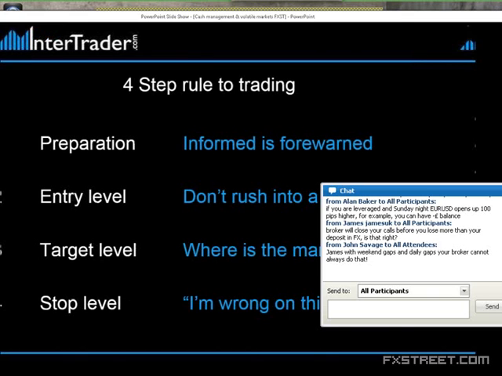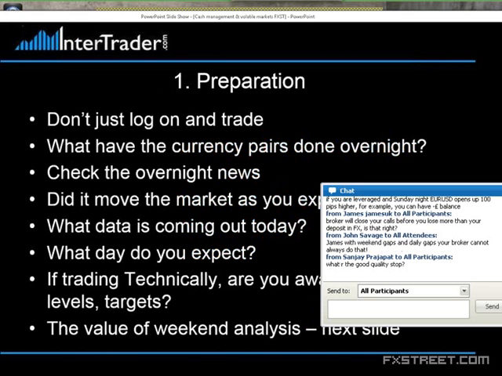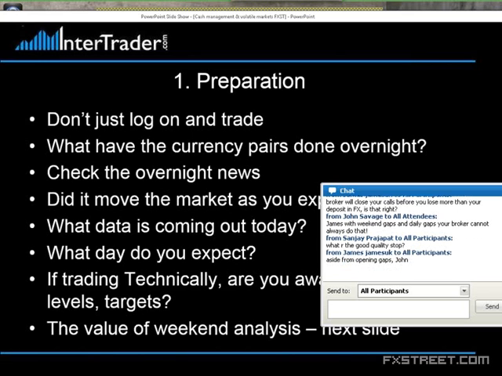So preparation. For me, this is the cornerstone of any kind of trading strategy. It doesn't matter if you're a scalper, momentum, day trader, or position trader. Don't just log on and trade. You have to give yourself at least an idea of what's happened and what can happen. Look at simple things, like what the currency pairs have done overnight.